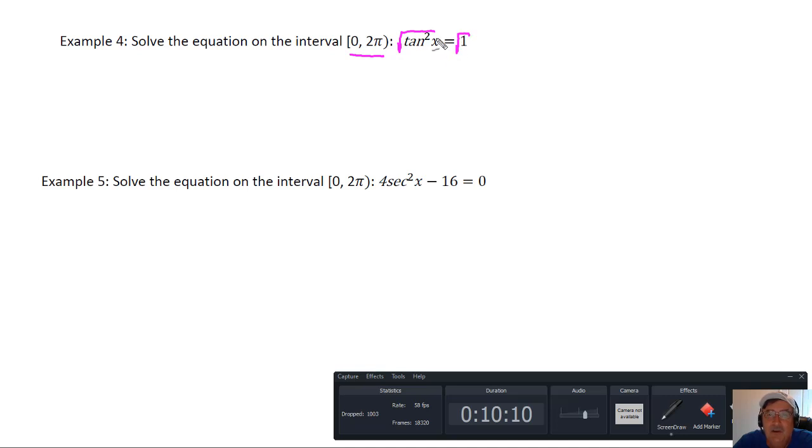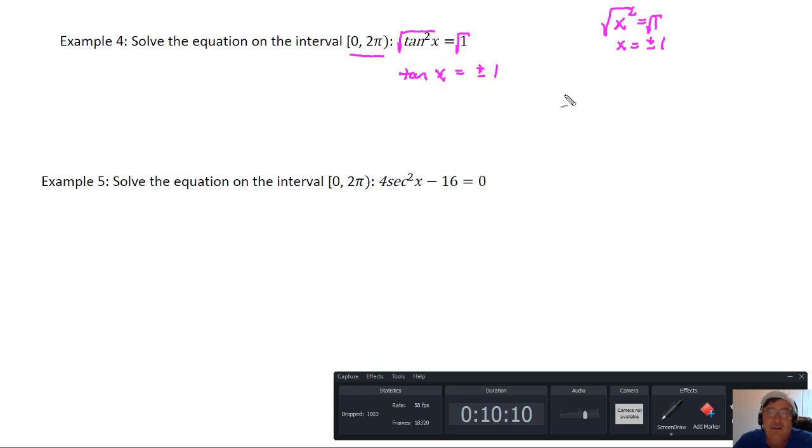Whenever you attack a square, we're going to take the square root of both sides of this equation. I don't know how many of you have missed this in algebra and other courses, but whenever you have a quadratic equation, a square, and you go to solve this, you have to remember quadratic equations usually have two answers. Students miss this so much: plus or minus. So be very careful in trig. Same deal here. When you take the square root of tangent squared x, you get tangent x equals plus or minus 1.